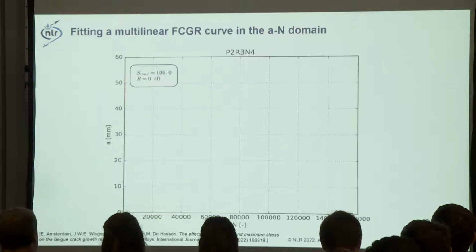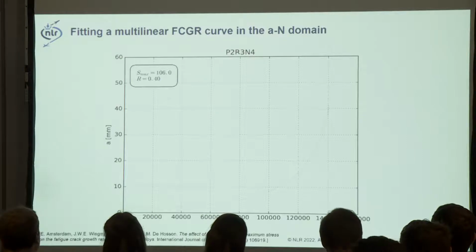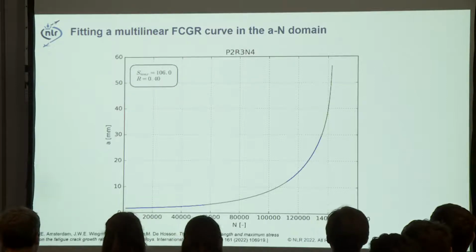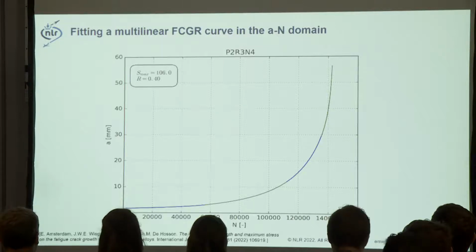So here you can see just a measurement. It's not so clear on this one. You can see it clearer on the television, but here is just a line for a single specimen, a crack growth rate curve, and we can fit exactly the crack length versus cycles data using a multilinear curve.